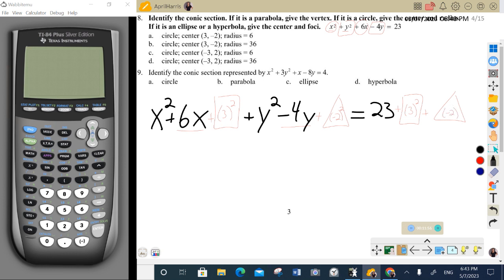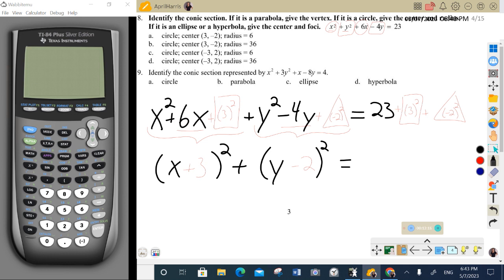-2 quantity squared. So now I'm going to rewrite my trinomial as a binomial squared, and plus 3 is what goes in there, half of b. And I'm going to write my trinomial as a binomial squared, and half of b was -2. And over on the right, I think we get 36.